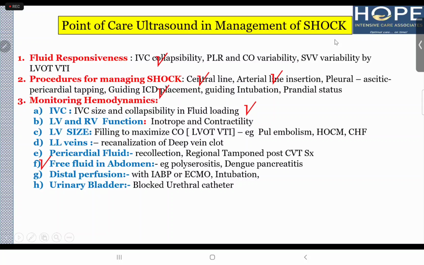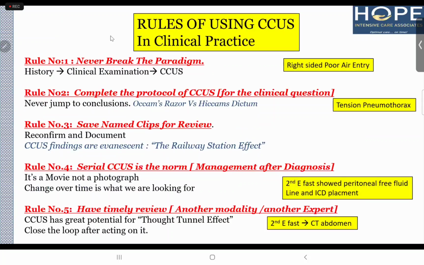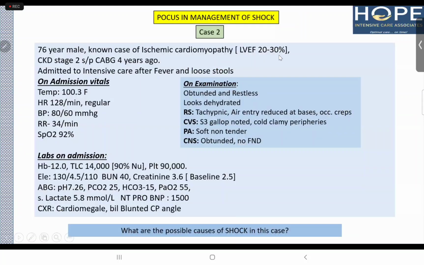So let's look at the second case, and that's the last case. Thereafter, we'll open the floor for discussion. A 76-year-old male, known case of ischemic cardiomyopathy with ejection fraction of 20 to 30%, and chronic kidney disease stage 2, with CABG done 4 years ago in the past history. Admitted to the intensive care unit after fever and loose stools, and he continues to have fever of 100.3, heart rate 128, BP 80/60, respiratory rate of 34, saturation of 92.